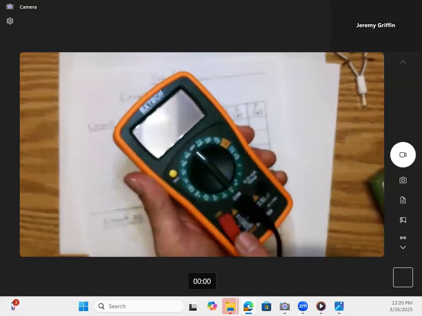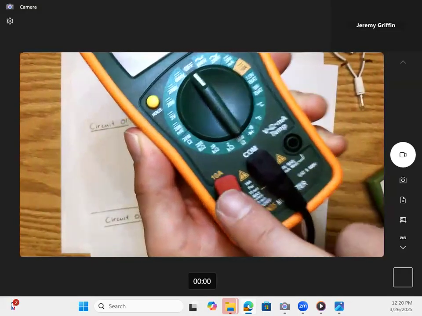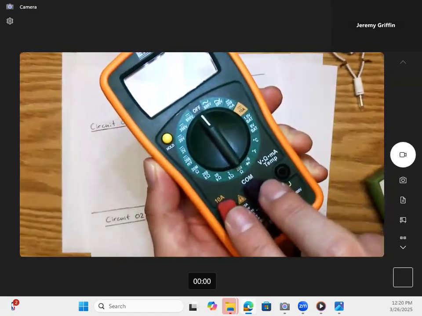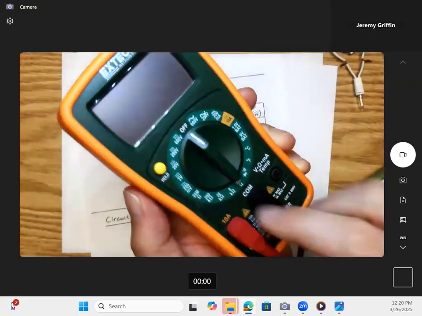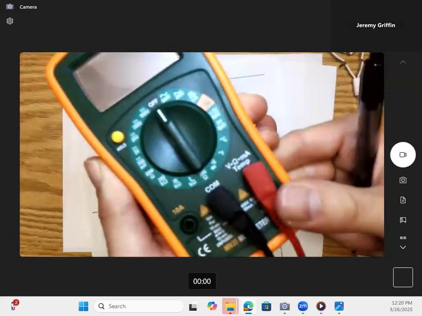Actually, this one's set up for here. You guys tell me, if the black one's in COM, which it always should be, and the red one's on the left side that says something about amps, is this set up to measure current or voltage? Current's measured in amps. But if I unplug the red one and pop it over in the volt side, now is that ready to measure voltage?